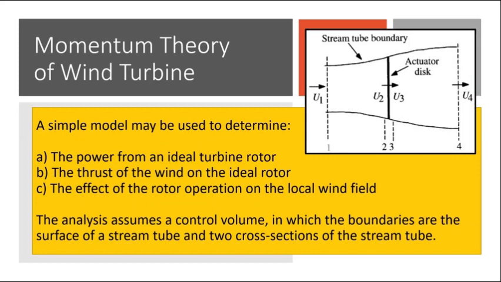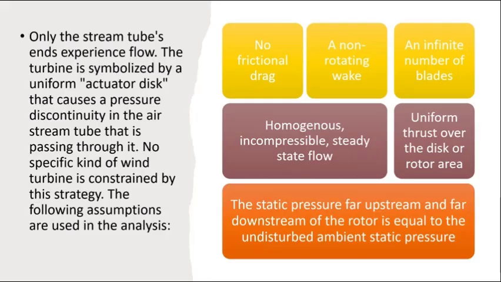The analysis assumes a control volume in which the boundaries are the surface of a stream tube and two cross-sections of the stream tube. The turbine is symbolized by a uniform actuator disc that causes a pressure discontinuity in the air stream tube that is passing through it.